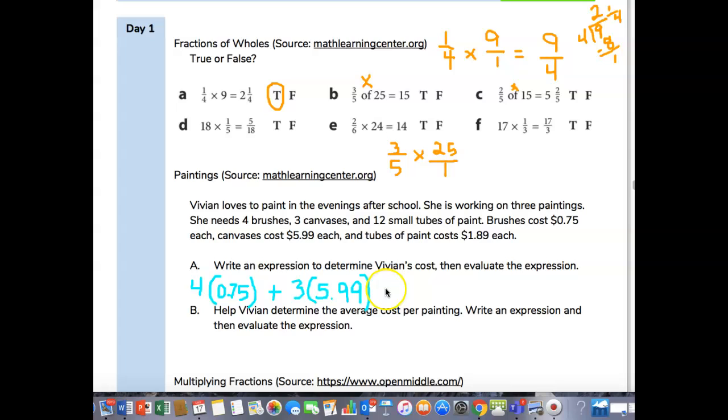Brushes, canvases, oh, and we need paint. So now we're going to add 12 small tubes of paint. And how much are each of the tubes of paint? $1.89. Okay. So this is the expression. An expression is not something you solve. It says write an expression. Okay, that's your expression. Now, then it says evaluate the expression. When it says evaluate the expression, then we have to find out what it equals.